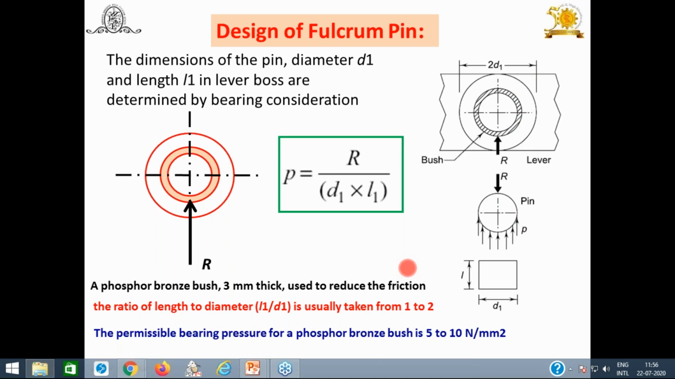And how to find out? Tau permissible is equal to force upon area. Which force? That is R, the reaction. And area means pi by 4 into d1 square. But the pin is going to fail in shear at two sections, the frontal as well as the back. That's why 2 times pi by 4 into d1 square. Try to understand.